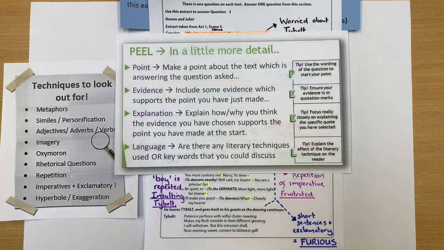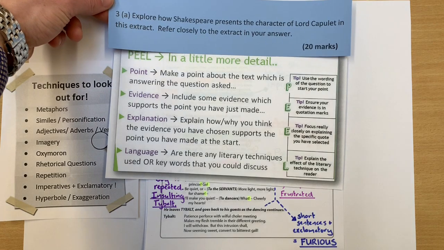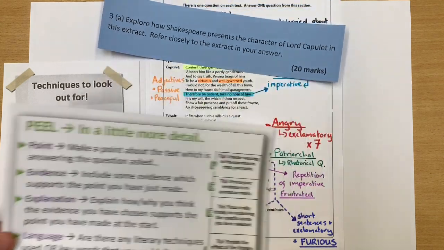And again, if I take the question here, you can remember from the question it says, explore how Shakespeare presents the character of Lord Capulet in this extract. Refer closely to the extract in your answer. You are expected to be picking out small quotations, individual words, and really zooming in on the language that Shakespeare has used.